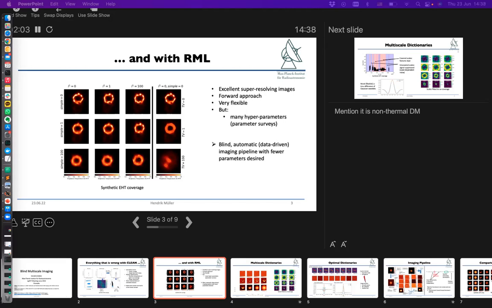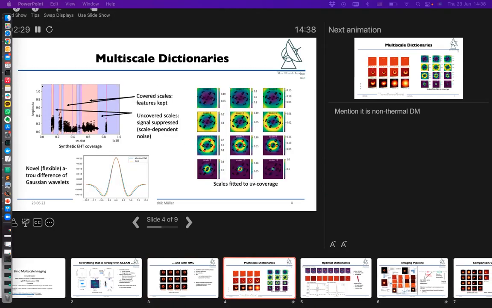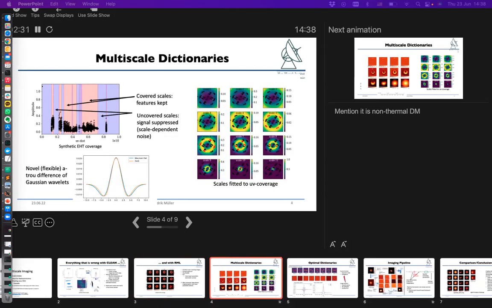And we are not relying on the gridding anymore. It's also very flexible, but what we typically see is that there are many hyperparameters, which then end up with large parameter spaces. So if possible, it would be very desirable to have a blind and automatic data visibility pipeline with much fewer parameters and the same quality of the image. And this is where our new idea of a multiscale dictionary comes in.